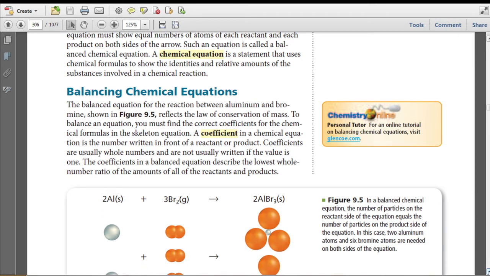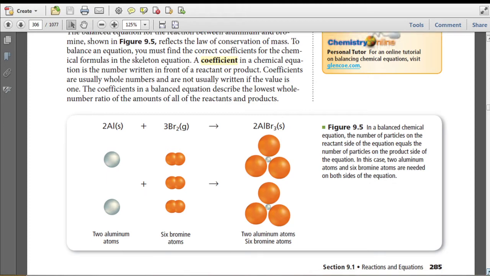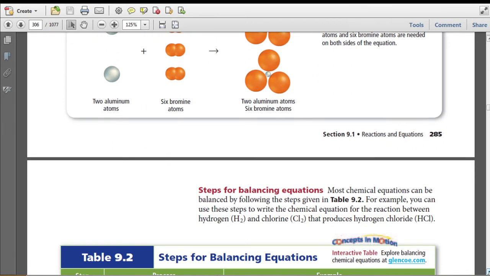The coefficients in a balanced equation describe the lowest whole number ratio of the amounts of the reactants and products. So if we look at aluminum and bromine gas, we can balance that so that we start with 2 aluminum atoms and 6 bromine atoms, and we also end up with 2 aluminum atoms and 6 bromine atoms. To do this, our coefficients would be 2, 3, 2.